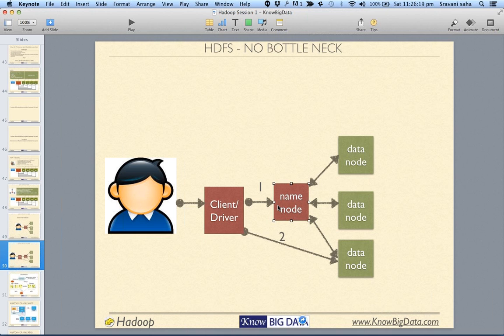The name node replies that this file has got these many blocks. This block is located on this data node, this block is located on this data node, and so on. The client driver assembles it for you and gives it back to you. So this client driver runs on the same machine as you, connecting to the name node via a network port, and then giving the data back to you. Is that clear, Nitika?